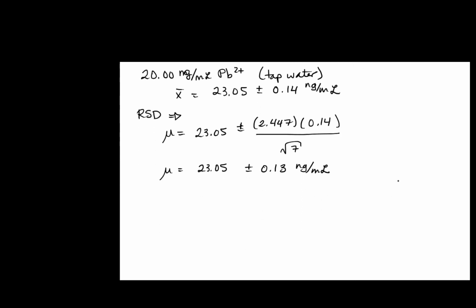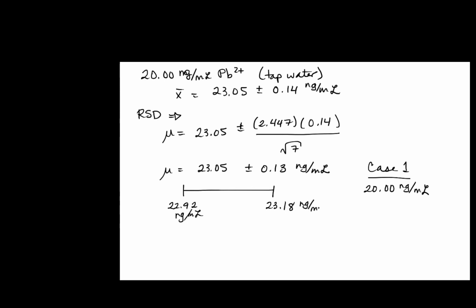Okay, so if we're thinking about our case 1 analysis, where we're comparing to a standard reference material, the standard reference material that we are comparing it to is the spike. They told us that this was a standard material and that they put in 20 nanograms per milliliter. But if we think about our confidence interval here, 23.05 plus or minus 0.13 nanograms per milliliter is 22.92 up to 23.18 nanograms per milliliter. So if we're using case 1 to analyze this, 20 nanograms per milliliter is still way over that way compared to this interval. It is not in our confidence interval.